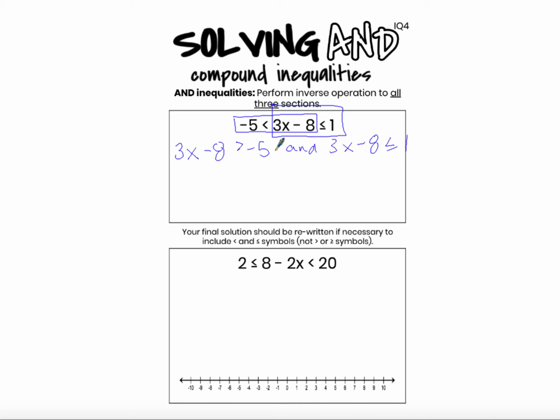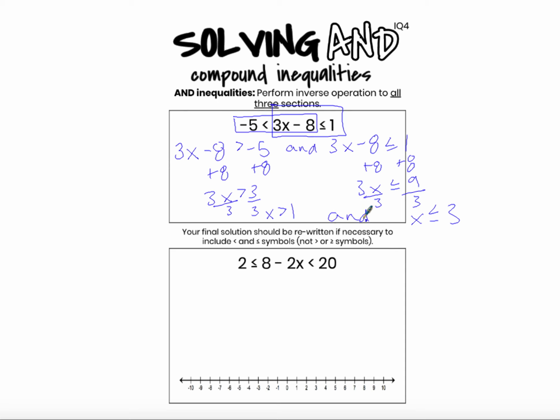So these two statements are equivalent. And so one way to solve this compound inequality is to separately solve these two simple inequalities. I can add 8 to both sides for 3x minus 8 is greater than negative 5. That gives me 3x is greater than 3, or x is greater than 1. Solving the other simple inequality, I have 3x is less than or equal to 9. Dividing both sides by 3, I get x is less than or equal to 3.